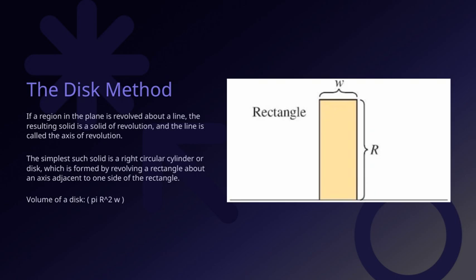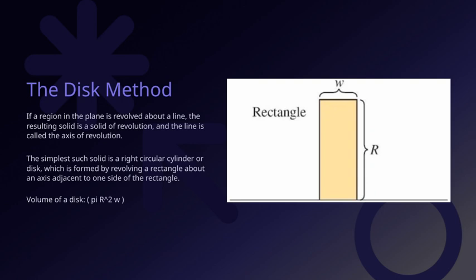When we talk about revolving a region in the plane around a line, the resulting three-dimensional shape is called a solid of revolution. The line we revolve around is known as the axis of revolution. This brings us to the disk method, a powerful technique for calculating volumes of these solids. It relies on slicing the solid into thin disks, each with a small thickness, and summing up their volumes.